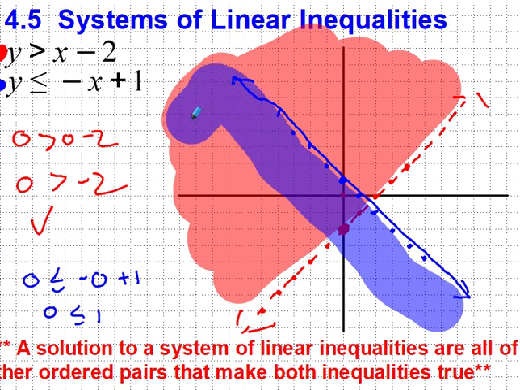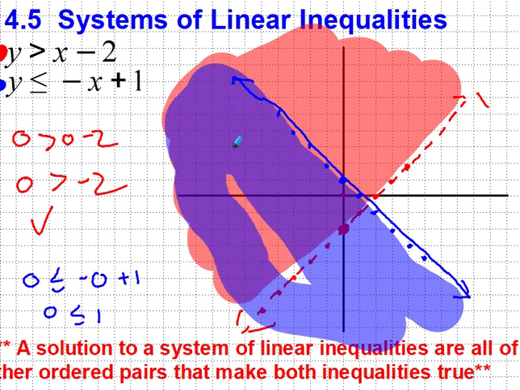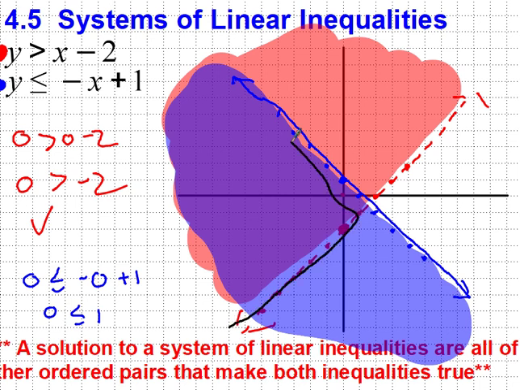Now, what do we notice? This is what I want you to look at. I'm doing my shading for this particular inequality. I have the solution to this inequality here, and I have the solution to this inequality here. So my solution is really this overlapped section. You can see it's a different color because I overlapped it twice. So this whole section right here is a solution.